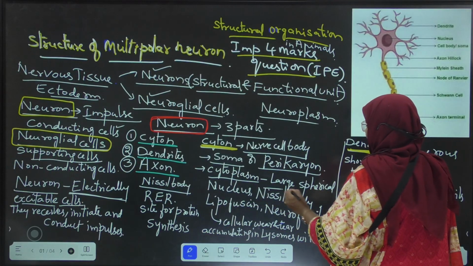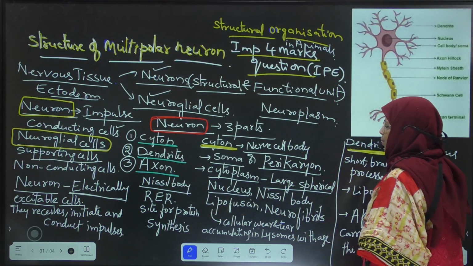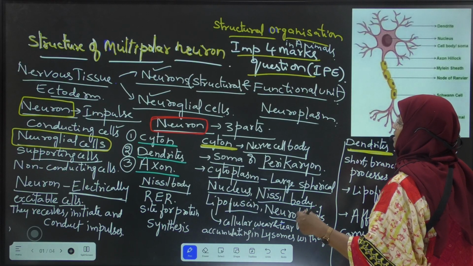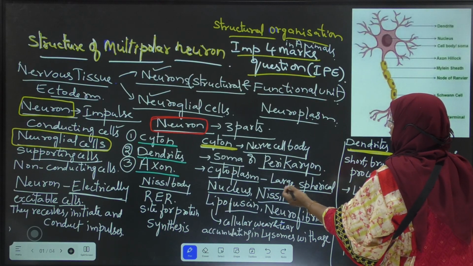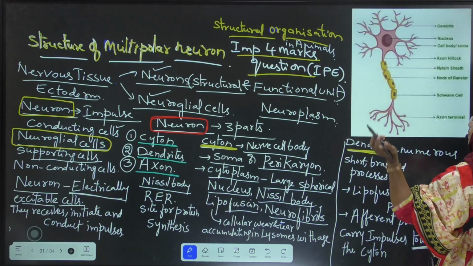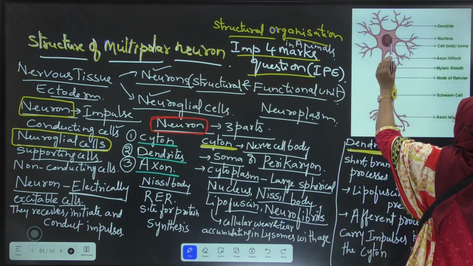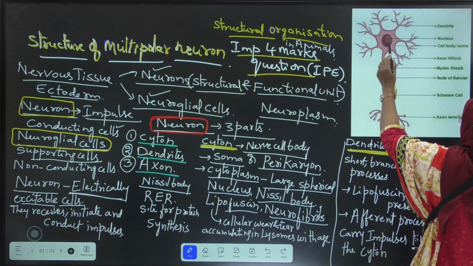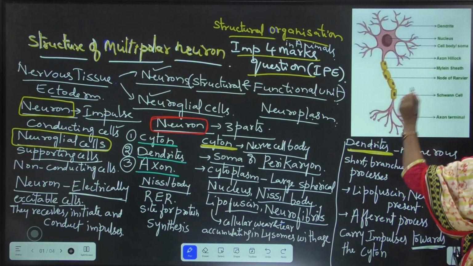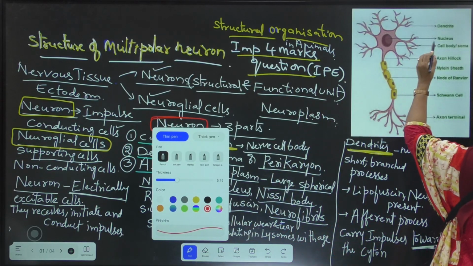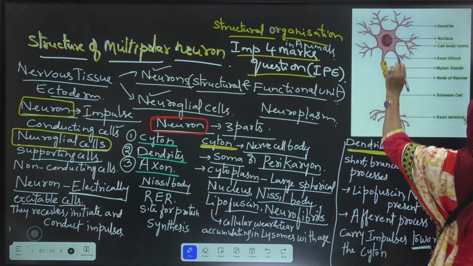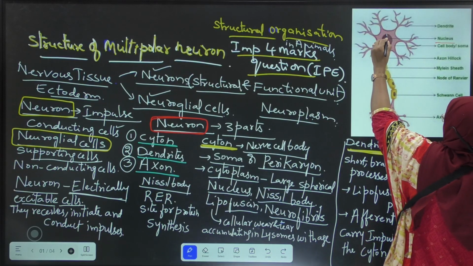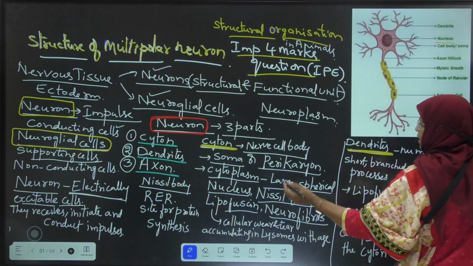This neuroplasm consists of a large spherical nucleus, Nissl bodies, lipofuscin molecules, and neurofibrils. All of you look at the diagram. This is cyton, or nerve cell body, soma or perikaryon. At the center of this cyton, a large spherical nucleus is present. Next, in the cytoplasm, Nissl bodies, lipofuscin molecules and neurofibrils are also present.